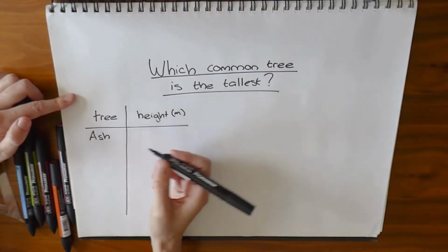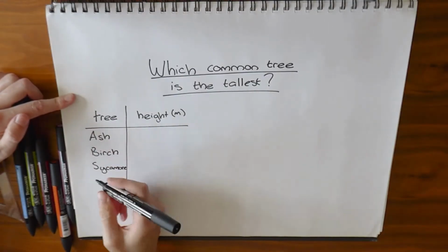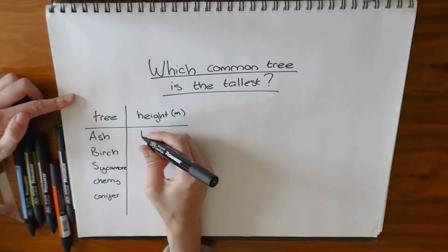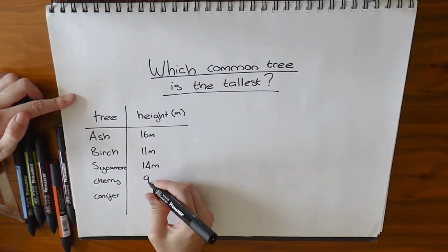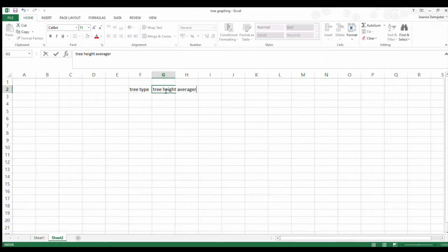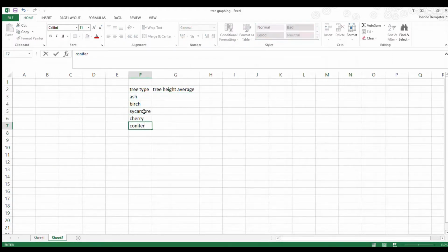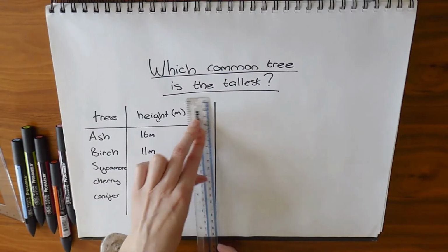I'll start by sorting my data into categories. I'll sort it by average height so that each tree has got one measurement of its average height. I can do this either on paper or I can sort my data using a computer program like Excel. Now we're ready to draw our bar chart.